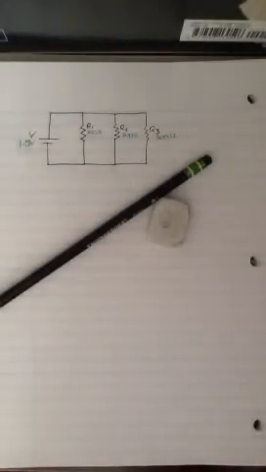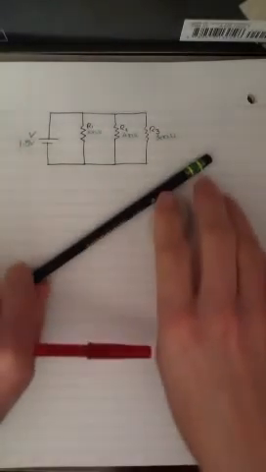Now let's solve a relatively simple parallel circuit. The current that leaves the battery will flow in this direction and branch into 3 separate values before rejoining and returning to the battery.